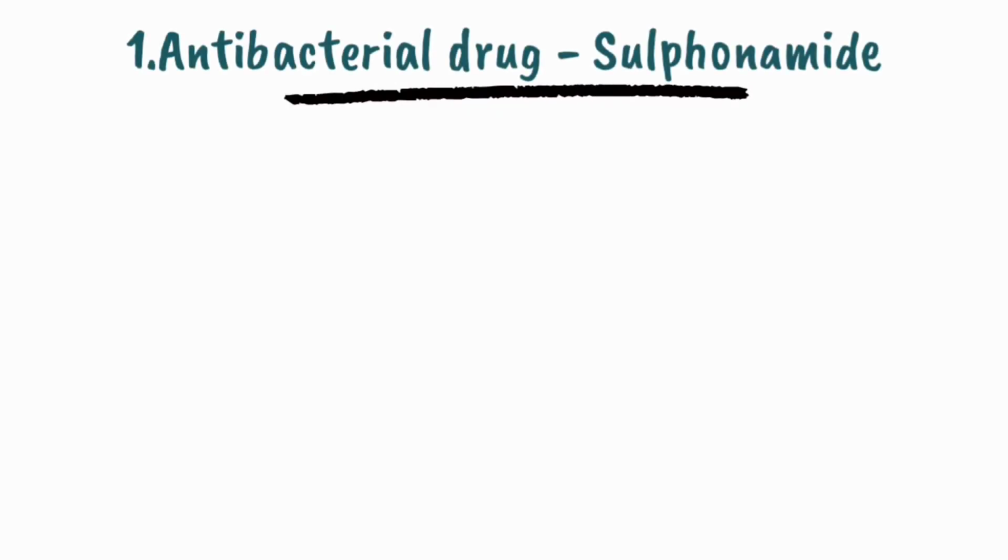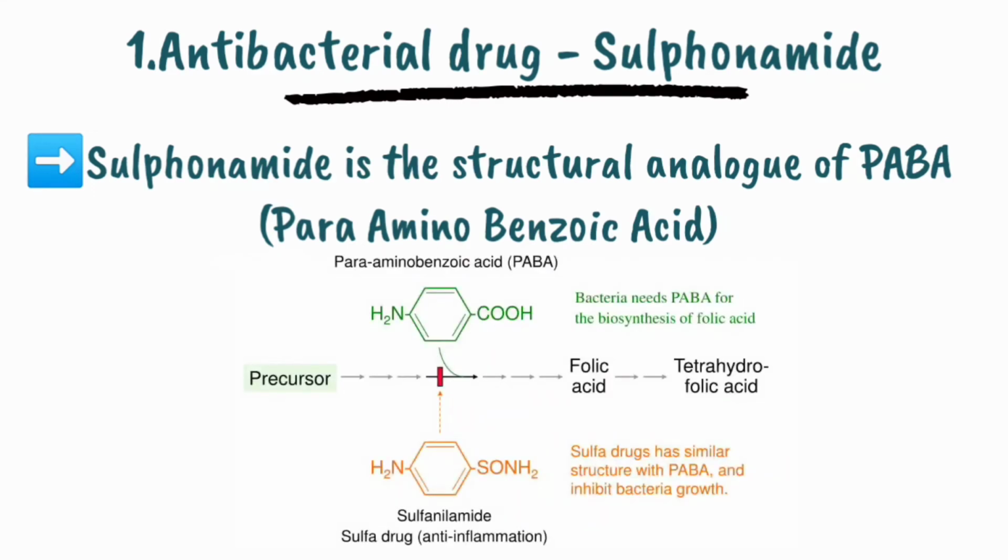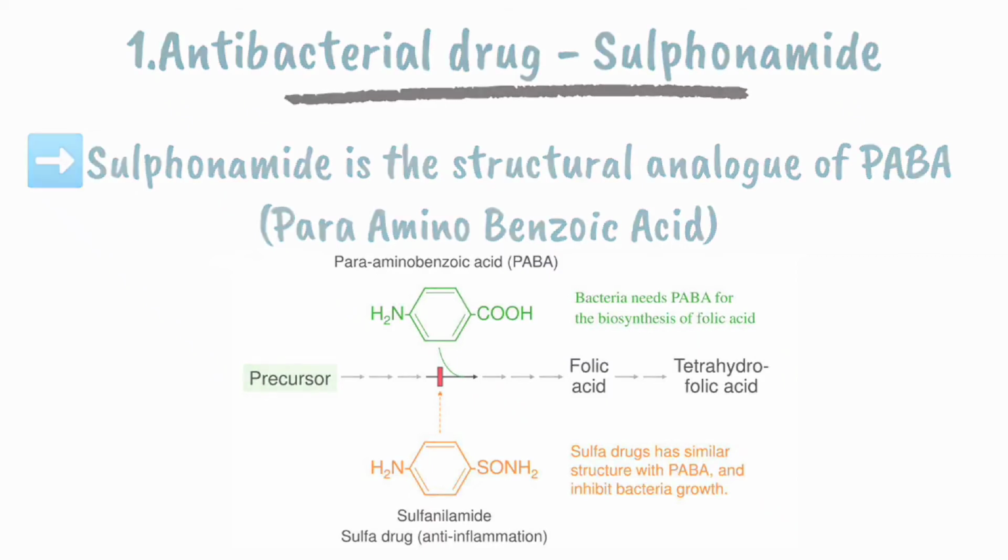Let's look at a few clinical applications related to competitive enzyme inhibition. First one, the antibacterial drug sulfonamide. Sulfonamide, being a structural analog of PABA, that is para-aminobenzoic acid, competitively inhibits the folic acid synthase enzyme that is necessary for folic acid synthesis in bacteria.